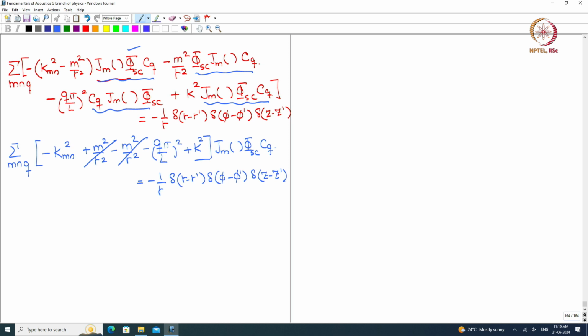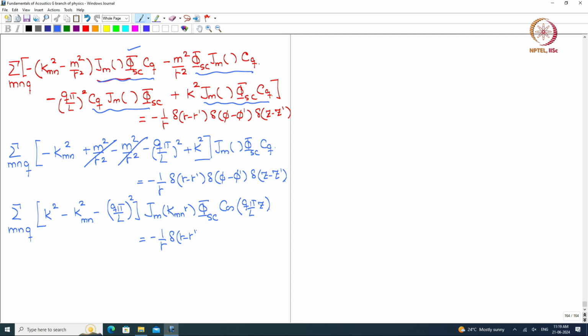Okay. So what I have here is sigma MNQ, k square minus k square mn minus q pi by L whole squared, Jm k mn r phi sc, I will keep it for now, cos q pi by L into z, is equal to minus 1 over r delta r minus r dash, delta phi minus phi dash, delta z minus z dash.